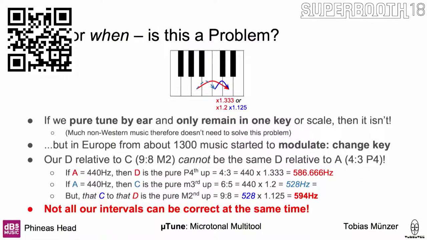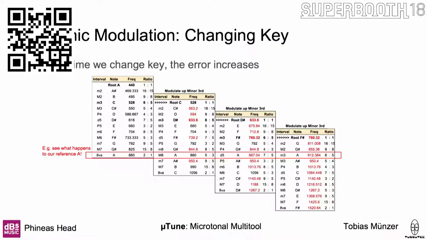Well, sometimes this isn't so much of a problem if we only maintain one key. So some non-Western musics that don't deal so much in harmony, and it's just pure melody, that's not so much of a problem. But if we change key, as music has done from about 1300 in the West, it's a really big problem, because not only are your notes different depending on how you get to them, but your intervals are, and we need intervals to form chords. So again, how do we tune our chords? Big problem.